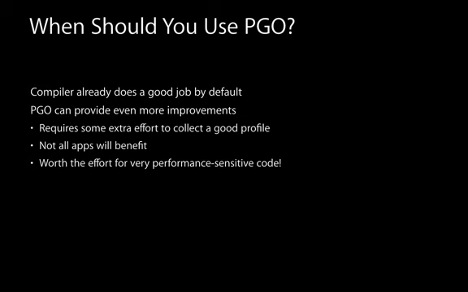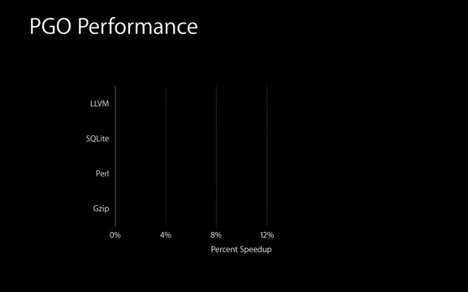But if you need more performance, by all means, give it a try. And let me show you some examples of just how much it can help. This is a graph showing the speed up with PGO compared to a case of just a normal optimized build. I'm looking at four different applications here: the Apple LLVM compiler itself, applying PGO to the compiler itself, the SQLite database, the Perl interpreter, and gzip file compression.